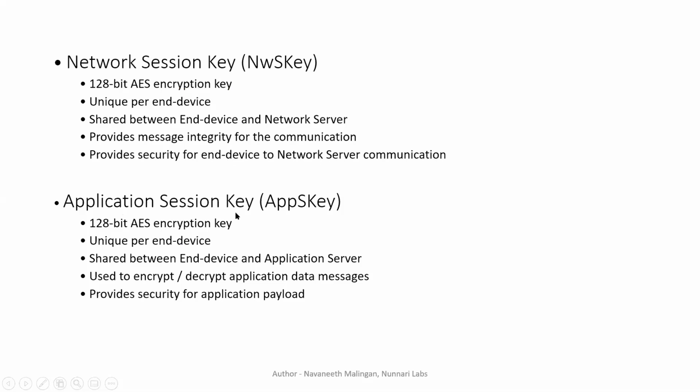And second, we have the application session key. Again, it's a 128-bit AES encryption key, unique per device, shared between the end device and the application server. So the network session key is end device to network server, and the application session key is end device to app server. It is used to encrypt and decrypt application data messages, and provides security for the application payload. The network session key provides security for end device to network server communication, and the application session key provides security for the application payload.